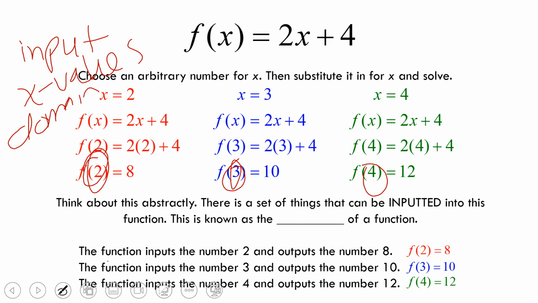What we get as an answer, the 8, the 10, the 12, those are referred to as the output values, the y values, or the range. You need to know that those are all grouped into the same terms.